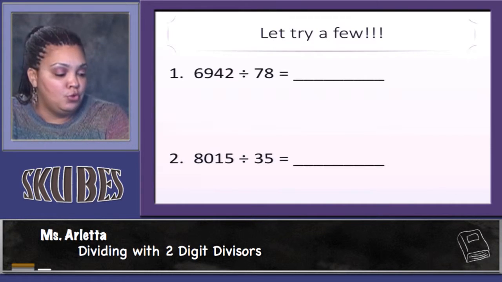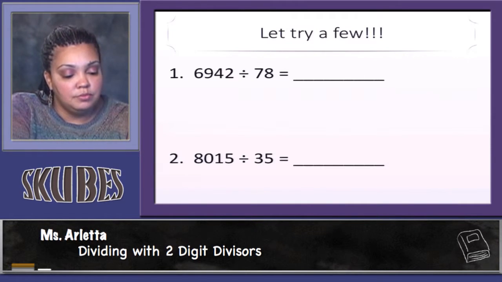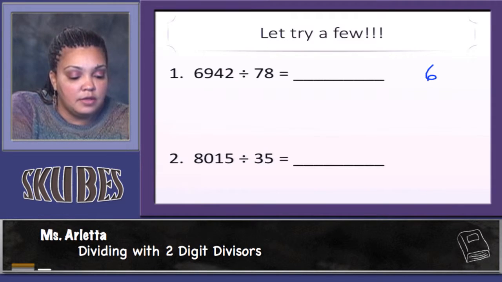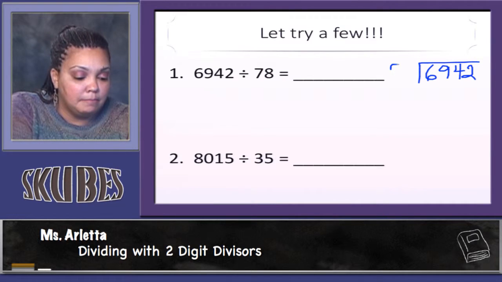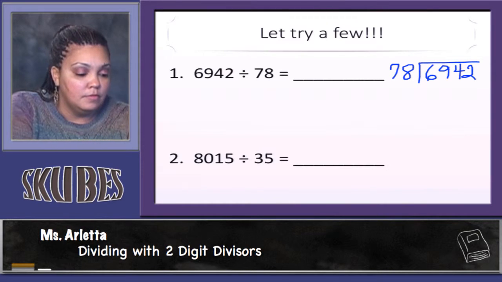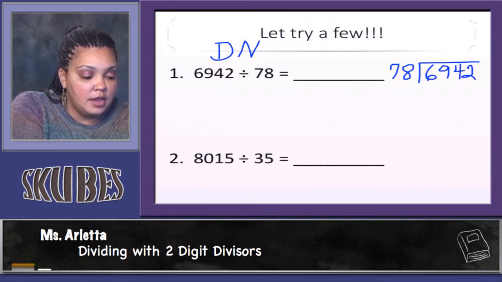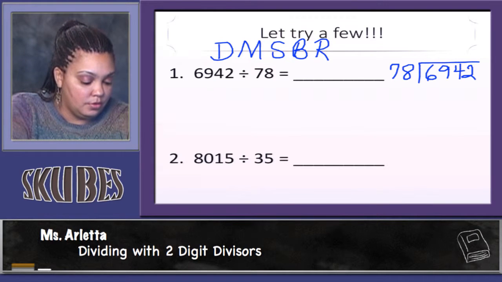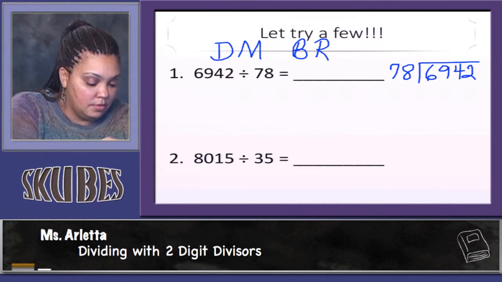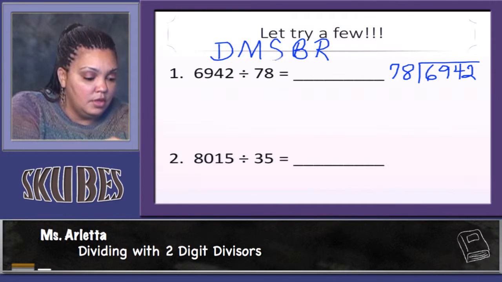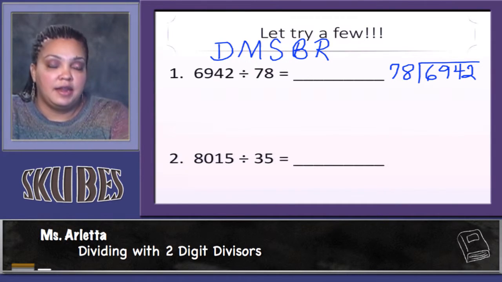Now we're going to practice a few more. We have 2 problems here. 6,942 divided by 78. And once again, we're going to put our D, daddy, mama, sister, brother, rover, just to help us remember our steps in dividing.